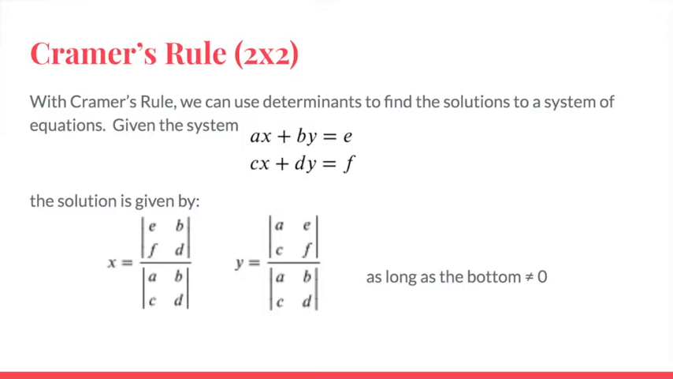So finding the values of x and y now just comes down to evaluating the determinants. It's important to note this last little statement, as long as the bottom does not equal 0. If the determinant of the coefficient matrix a, b, c, d equals 0, then we can't find a solution to this system.